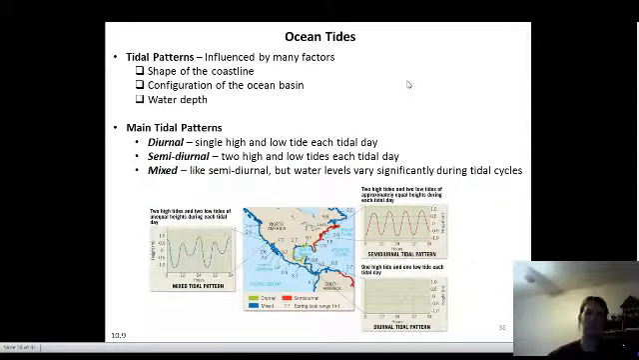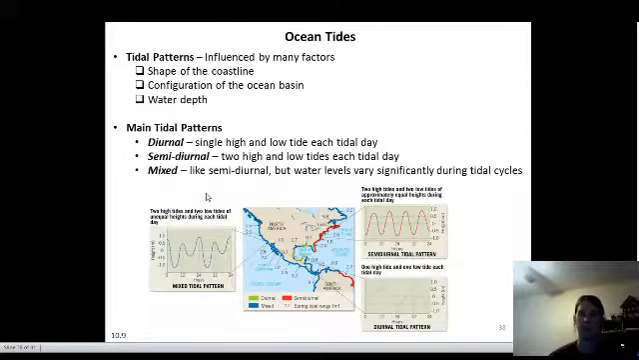The tidal patterns can be influenced by many factors. You've got the shape of the coastline, the configuration of your ocean basin, and your water depth. There are three main tidal patterns. Your diurnal, which is down here, is a single high tide and low tide each tidal day. So from 0 to 24 hours, we have a high tide and a low tide. You have your semi-diurnal, which are two high tides and two low tides each day. So just a more compact and amplified pattern.